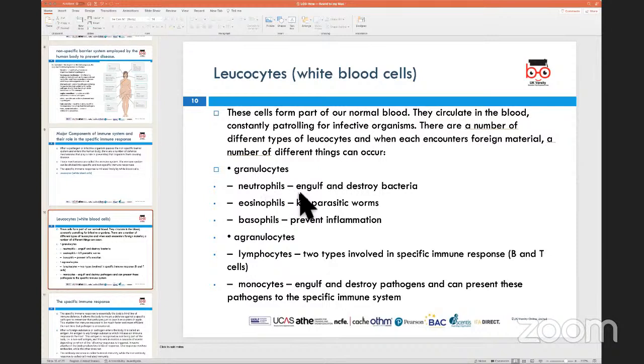Now, neutrophils engulf and destroy bacteria. Eosinophils kill parasitic worms. Basophils prevent inflammation in your body, because an infection or a pathogen is trying to cause an infection, and that infection would be a reaction. And if that reaction is going to be an inflammation or some sort of physical sign shown by the body of the body fighting the virus or the bacteria, then in those cases, the basophils will fight and prevent inflammation of cells from happening.